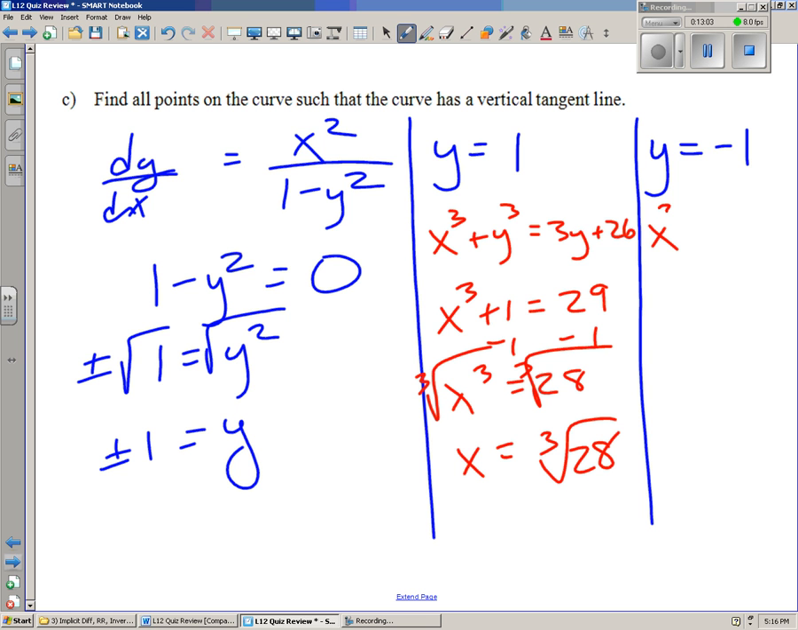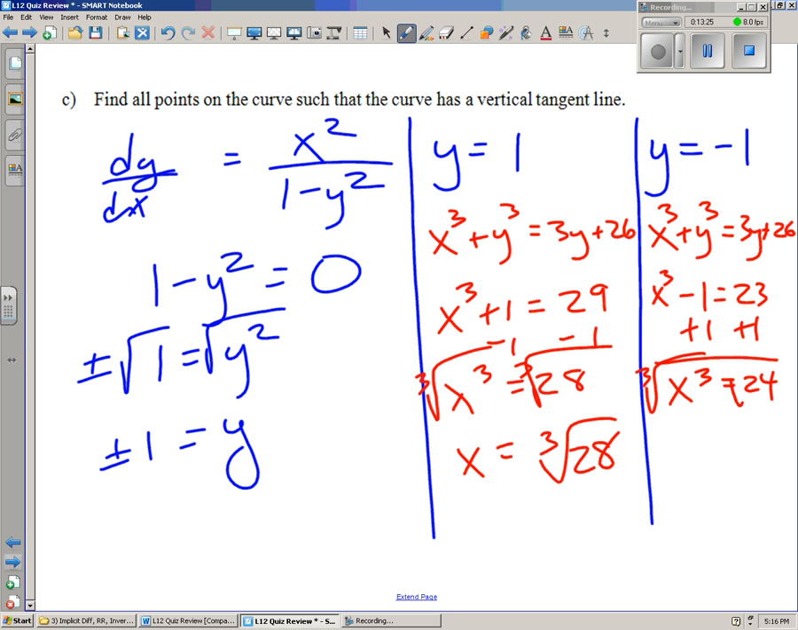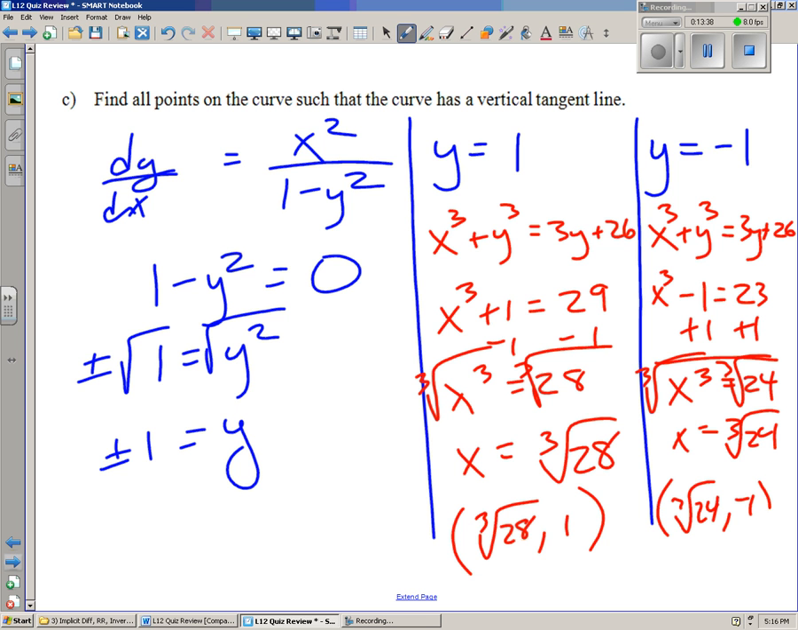And same thing here, except instead of y being 1, y is now negative 1. So we get x cubed, negative 1 quantity cubed is negative 1, equals 3y, which is negative 3, plus 26, which is 23. Add 1 to both sides. X cubed is 24. Taking the cube root, we get x is the cube root of 24. So we end up with 2 points, one of which is the cube root of 28, comma 1. And the other point is the cube root of 24, comma negative 1.